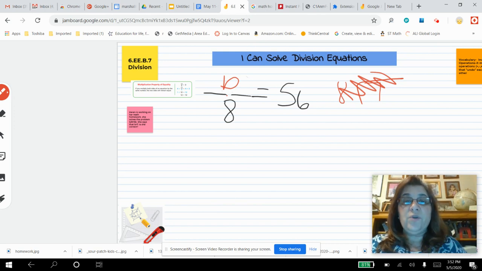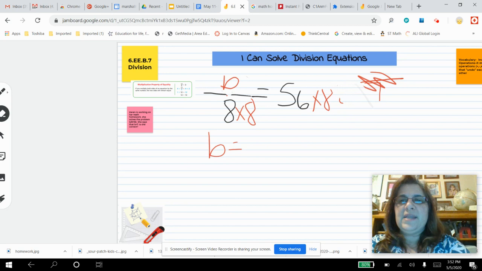We have learned that we do the inverse. We're not going to divide right away. We have to multiply on both sides of the expression. So I'm going to multiply by 8, and I'm going to multiply by 8. That means B is going to be equal to 56 times 8.